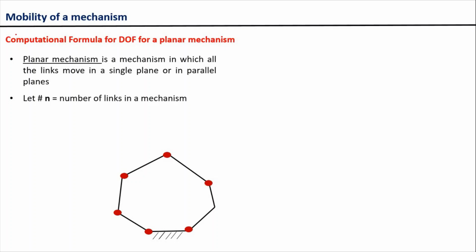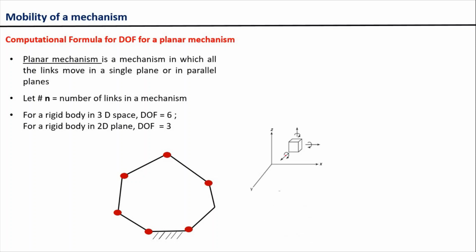Now, let us see how we can derive the formula for calculating the degree of freedom of a planar mechanism. Let us consider a mechanism where the total number of links is n. Let us try to see what will be the degree of freedom corresponding to the n number of links in a mechanism. We know that a link is simply a rigid body. Now for a rigid body in three-dimensional space, generally we have 6 degrees of freedom. So let us see how.